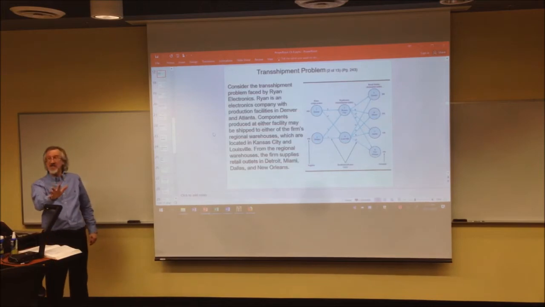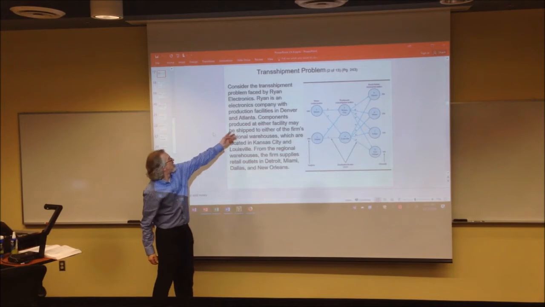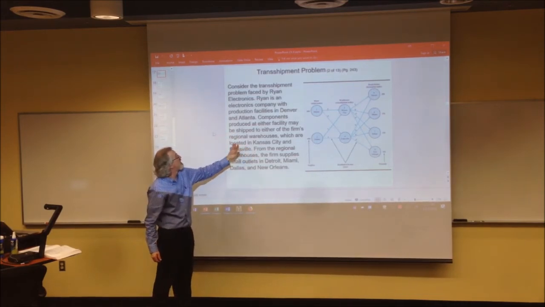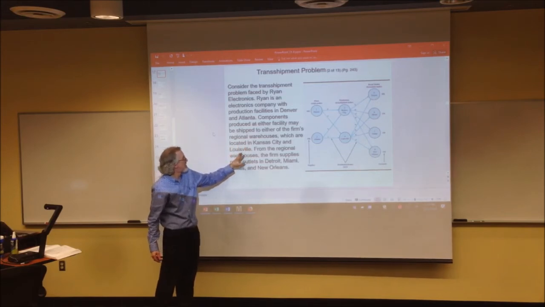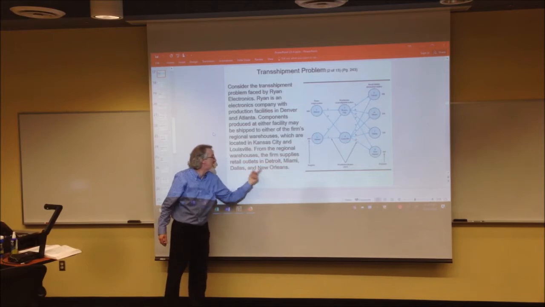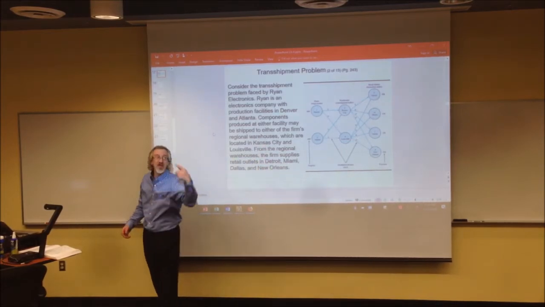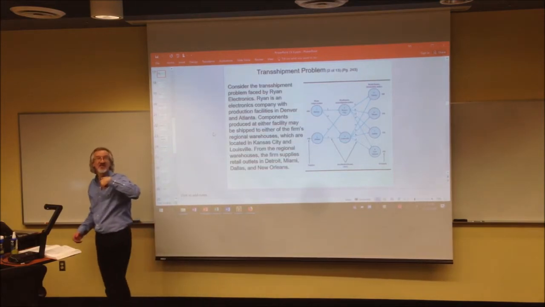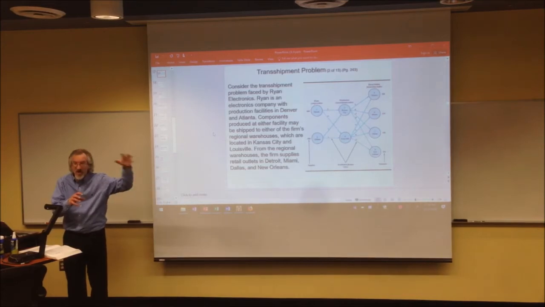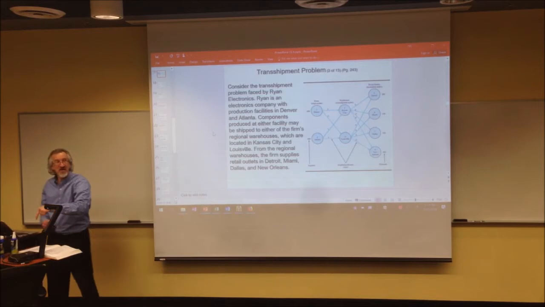All the ones on the right are equal constraints. So anyway, it will say, components produced at their facility may be shipped to either of the firm's regional warehouses, which are located in Kansas City and Louisville. And then from these warehouses, the firm then supplies retail outlets in Detroit, Miami, Dallas, and New Orleans. That part right there is what you have to recognize is being described to you as a transshipment. You have to be able to read this and say it's being shipped from somewhere to somewhere else. And that extra step is what makes it transshipment.